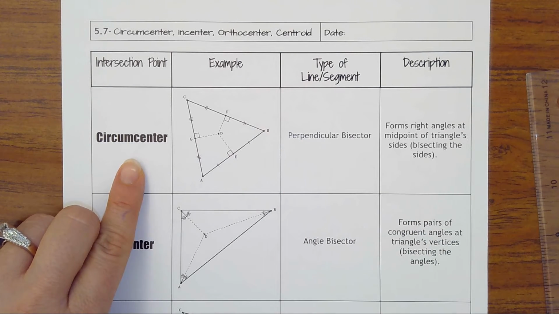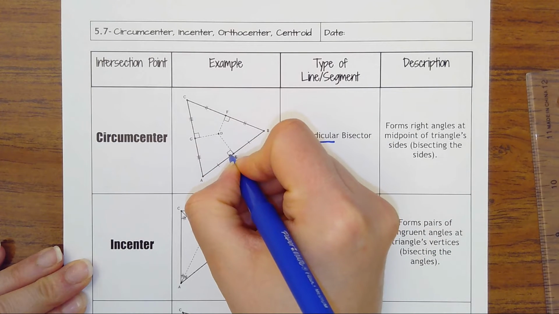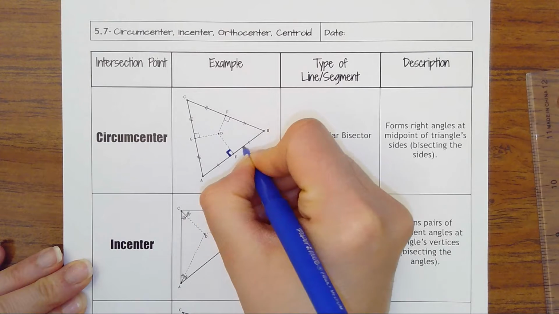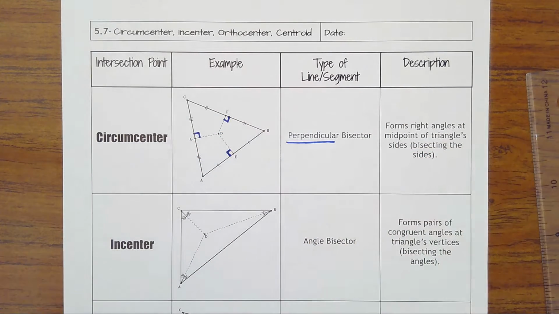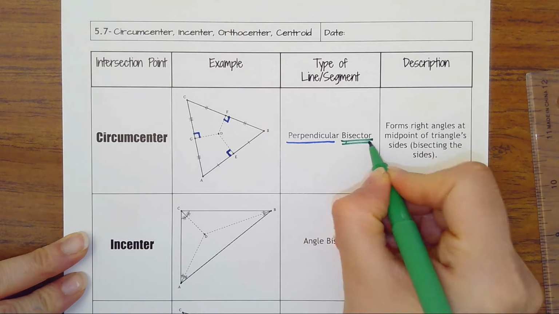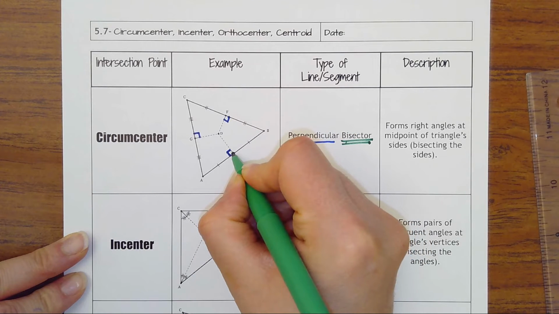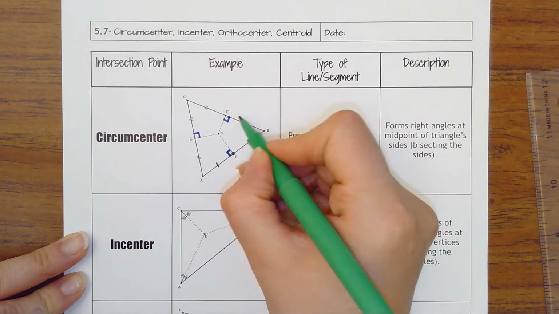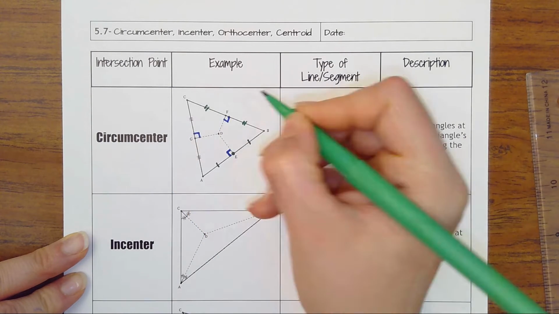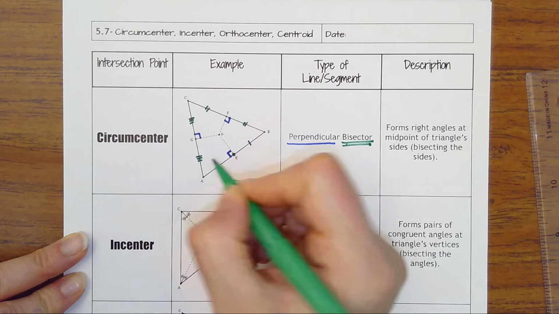Perpendicular means that they're making 90s. So see how these dashed lines here are making right angles with the sides of the triangle? That's perpendicular. And then a bisector means that you're cutting something in half. Well, what are we cutting in half? The sides of the triangle. So see how here at E, it cut this AB in half. Here at F, it cut this and this in half.